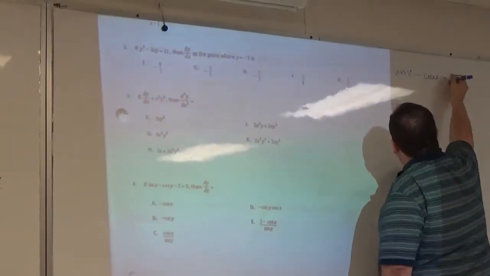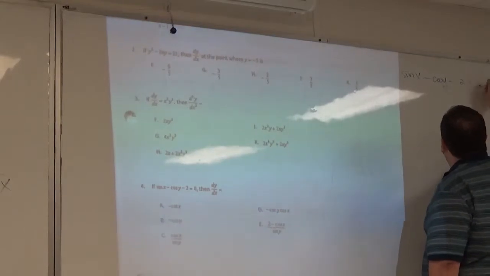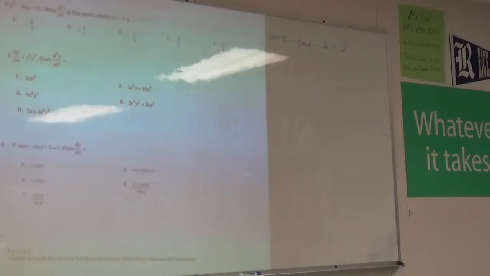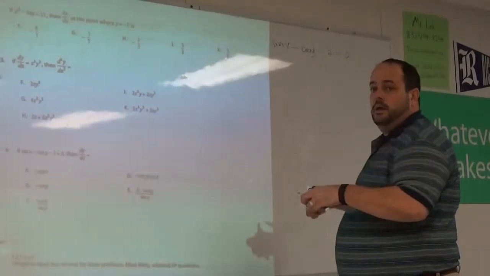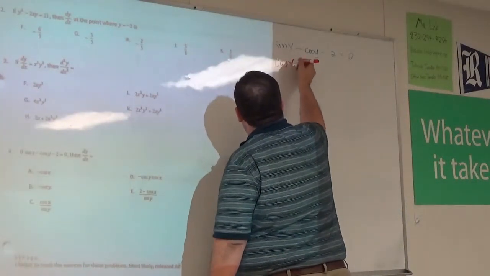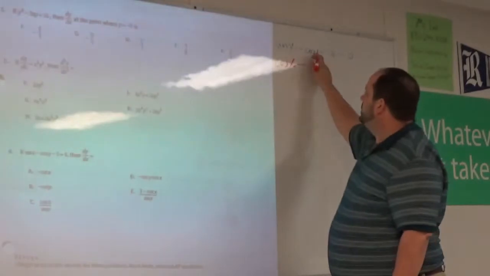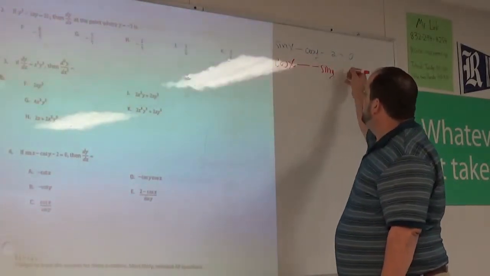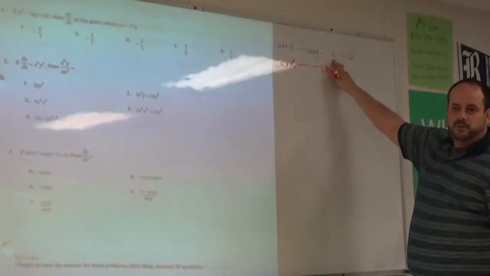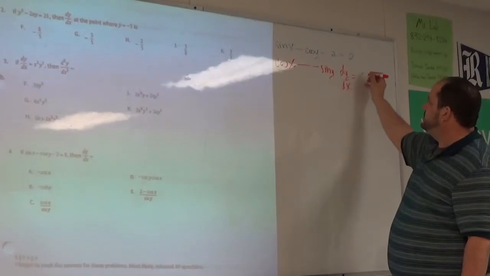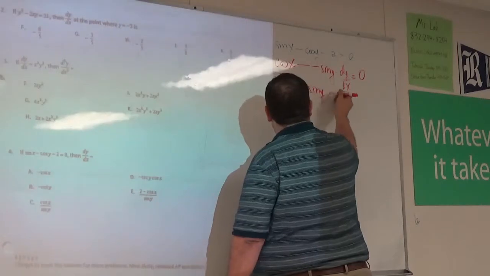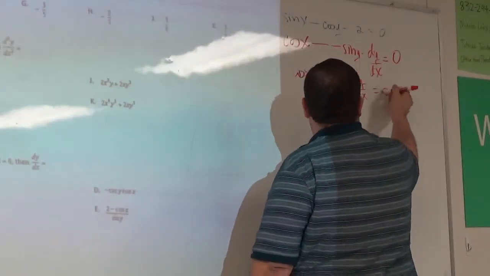Sine of x minus cosine of y minus 2 is equal to 0. Same deal. I want to find dy dx. Jose, help me find dy dx here. What are we going to do? So the derivative of sine of x is cosine of x, minus negative sine of y times dy dx, minus the derivative of 2, which is 0, equals the derivative of 0, which is 0. So cosine of x plus sine of y dy dx is equal to 0.